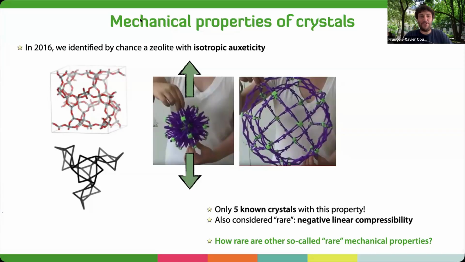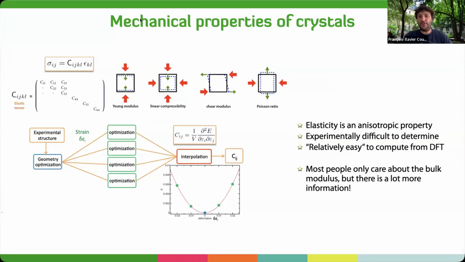So we started to ask ourselves, among those behaviors that are considered rare, can we put numbers on that? What is rare? What does it mean? So we started to look at the mechanical properties of crystals in the linear regime. It's actually relatively easy to characterize computationally. It's something that has been studied by so many groups, so it's well described for decades.